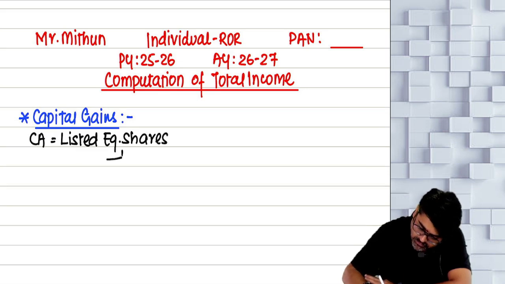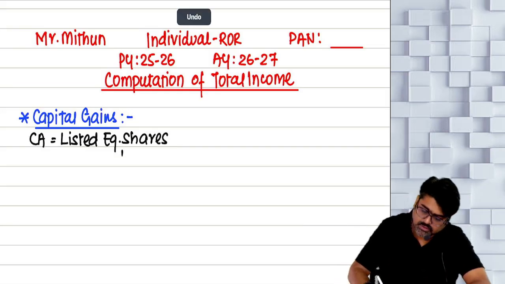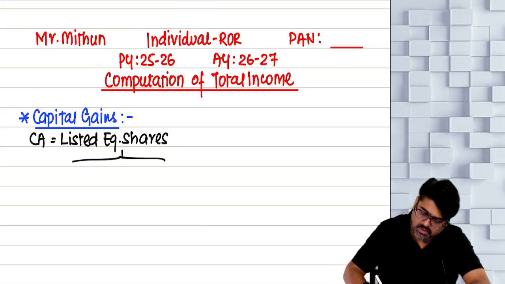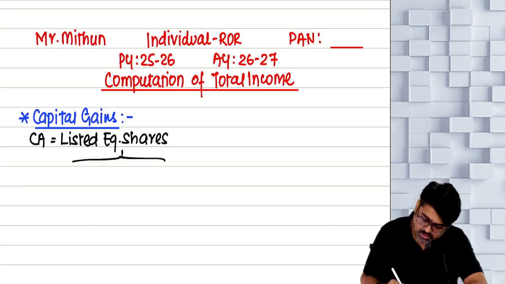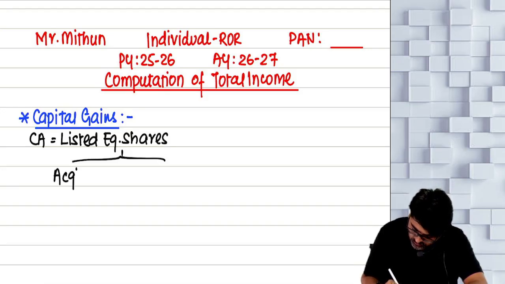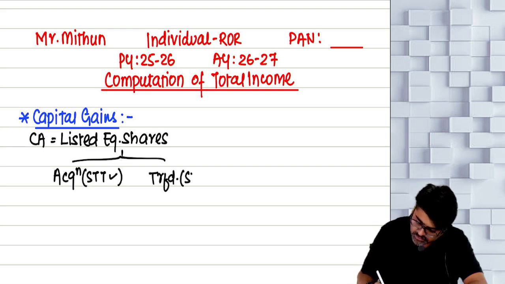Now these listed equity shares acquired on stock exchange, no? Acquired on NSE, given in the question. So, Good Money Company Limited, public issue, paying STT. Okay. So, in a public issue, meaning STT is paid. So, at the time of acquisition, STT is paid and they are transferred also. At the time of transfer also, STT is paid.